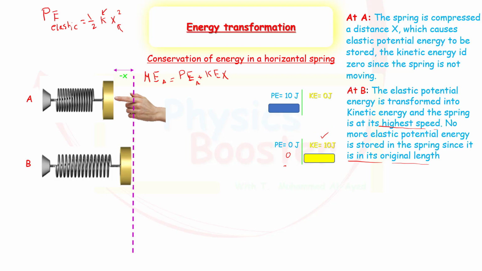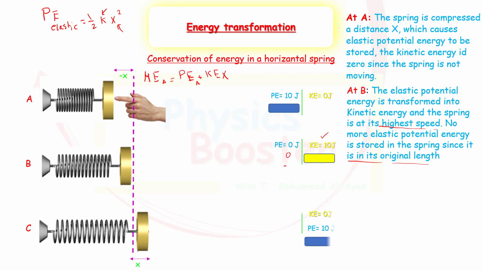Now, it won't stop moving at this point. It will stretch in the other direction. Let's call this point C. It will continue moving. Now, if we want to study the energy at location C, we're going to say that there will be no more kinetic energy when it reaches its full length. At a certain point, it will stop and it will go back in the other direction.